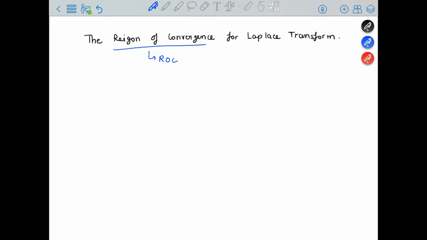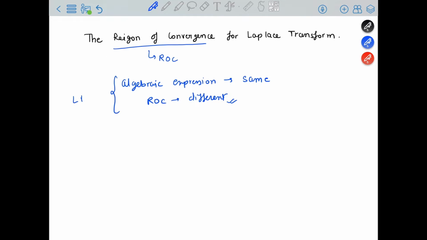of convergence. We have already seen that for a few of the signals the algebraic expression for the Laplace transform was the same, but the ROC was different, and this different ROC basically defines that signal in a better form. So we need both of these, that is the algebraic expression and the ROC, to describe the Laplace transform.